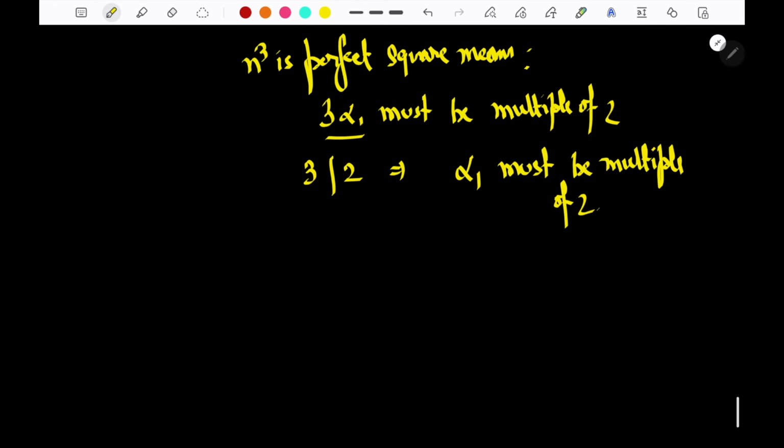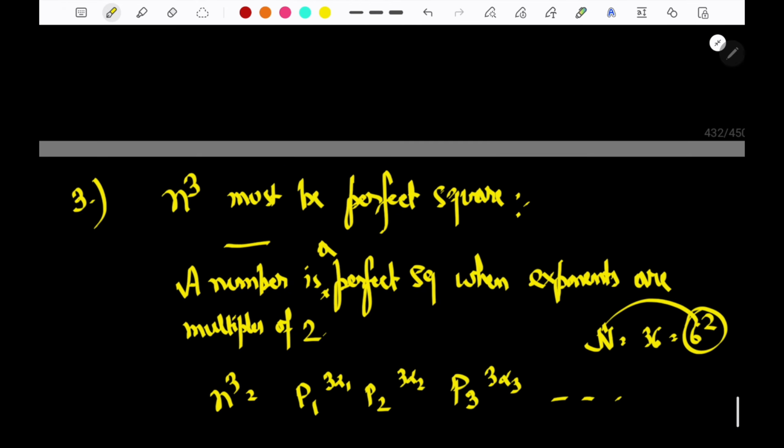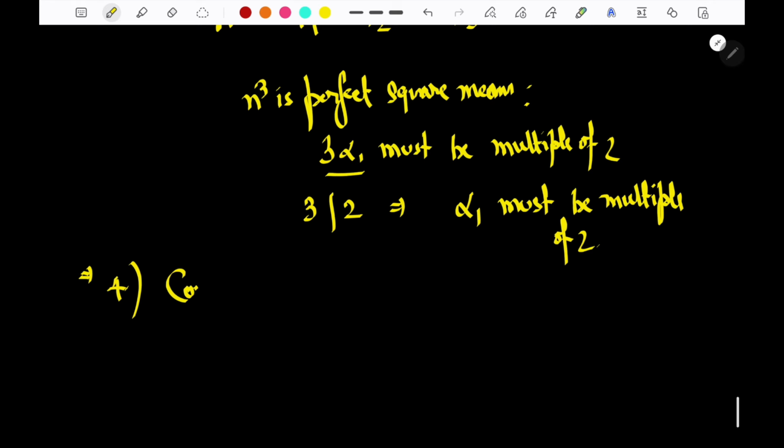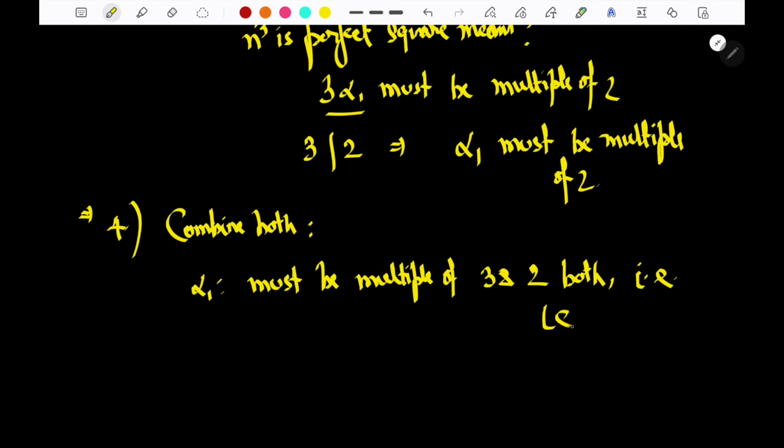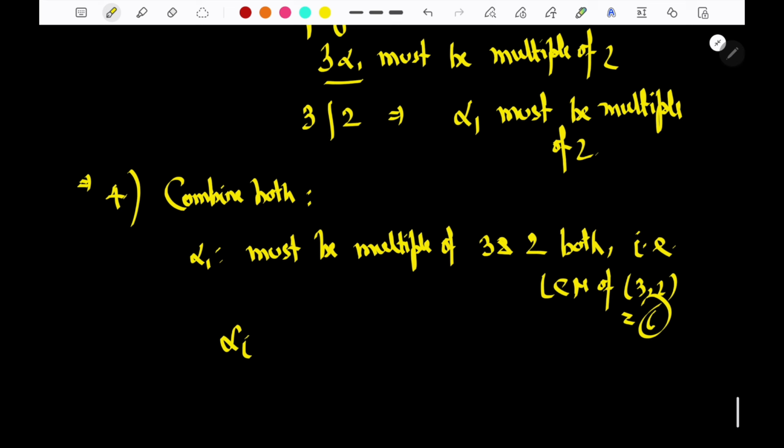Now think of one thing, if I combine both, so this is the fourth step. Combine both. Alpha I must be a multiple of 3 and 2 both, that is the LCM of 3 and 2, which is equal to what? 6. So each alpha I must be a multiple of 6. Superb. Now this is the analysis.